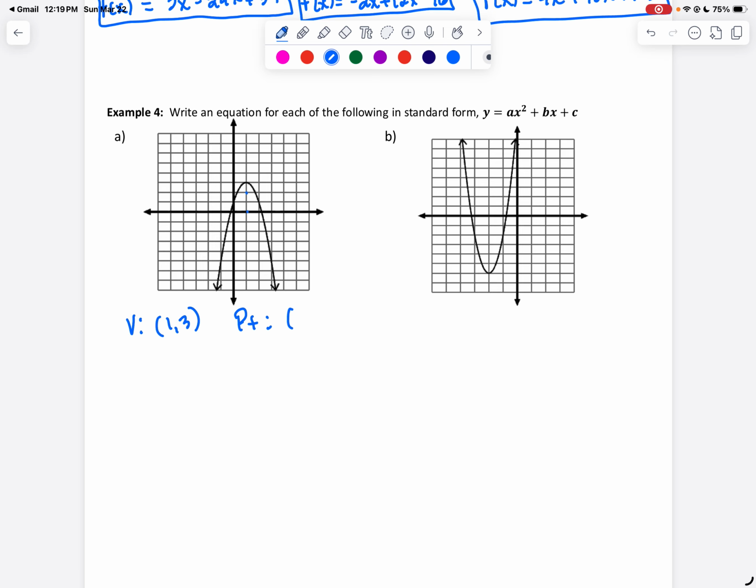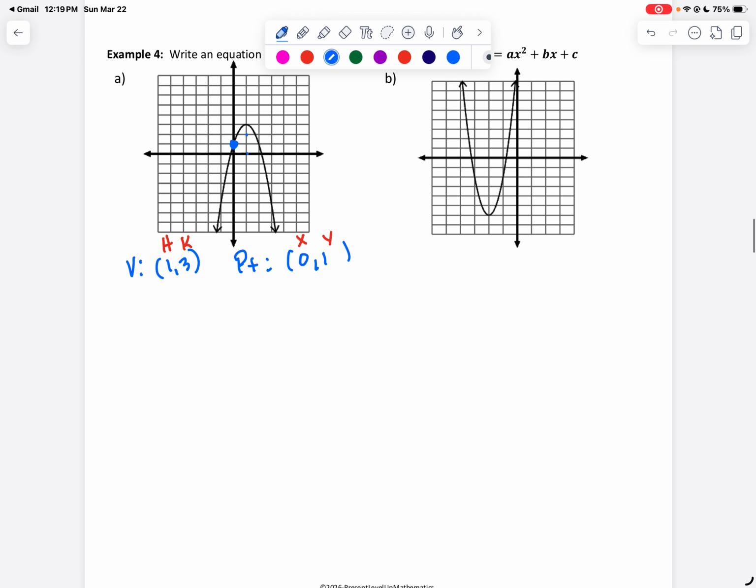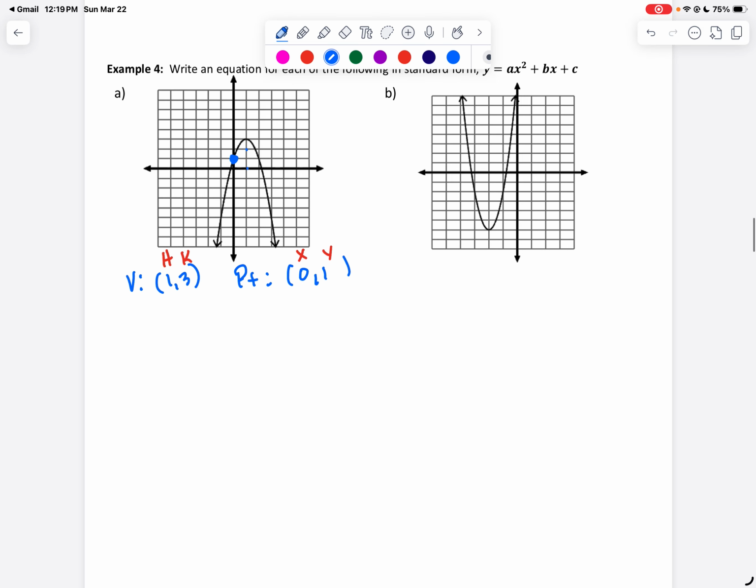Now, I like to keep the points as easy as possible, so I'm just going to use this y-intercept right here, which is 0, 1. I'm trying to avoid negatives if I can, all right? Now, let's label these. This is our h, k, and this is our x, y. Let's write down the formula for the vertex form first. Okay, y equals a times x minus h quantity squared plus k.